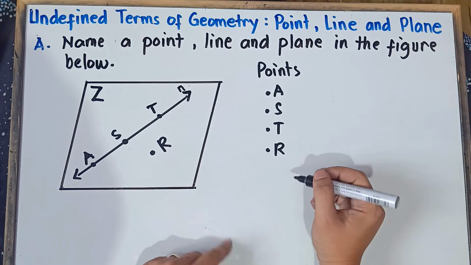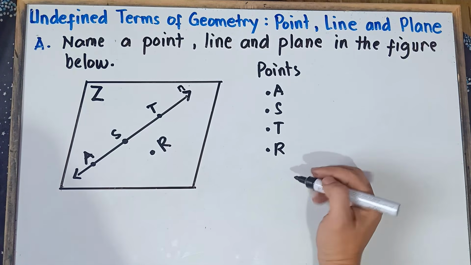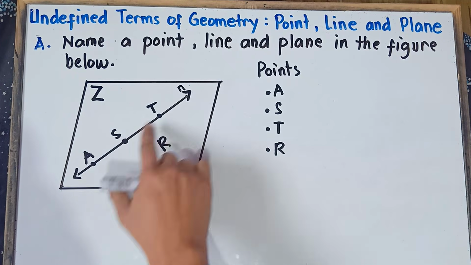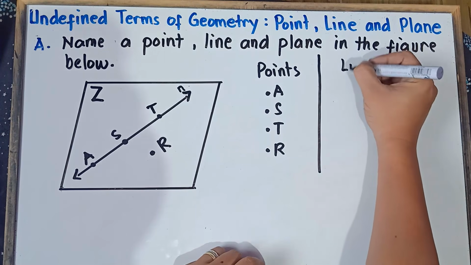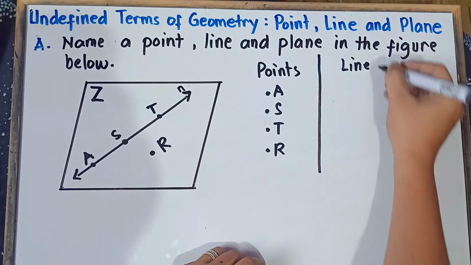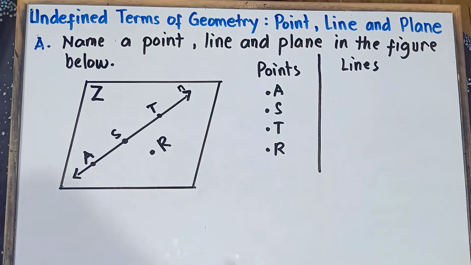Alright, so those are the points. Do we have another point? Nope. S, A, T, and then R. So those are the points. Alright, and then we name a line. So lines, we have line AS.